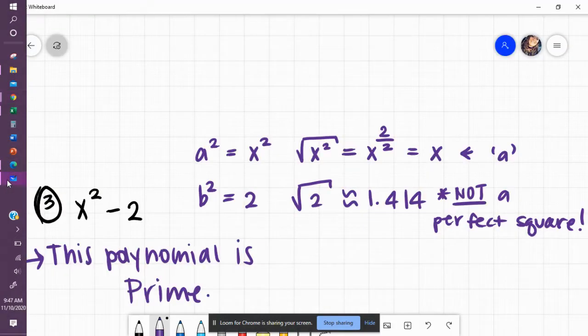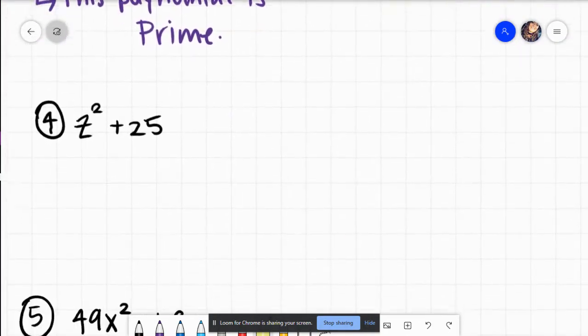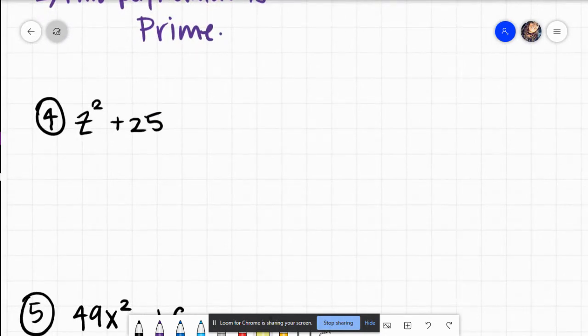Hey y'all. Okay, so let's continue with our 13.5. Let's look at this fourth problem right here.